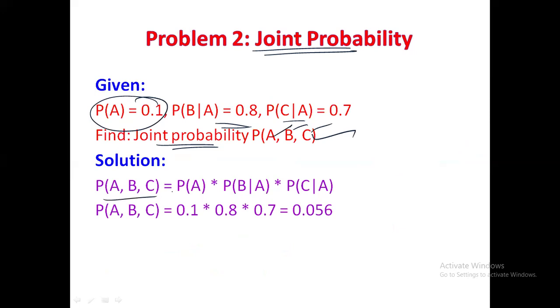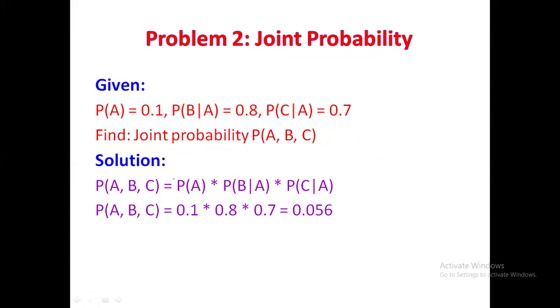So the formula for this joint probability means what? First we have to write probability of A, then probability of B given A, multiplied by probability of A, multiplied by what? Probability of C given A. You have to write like this.